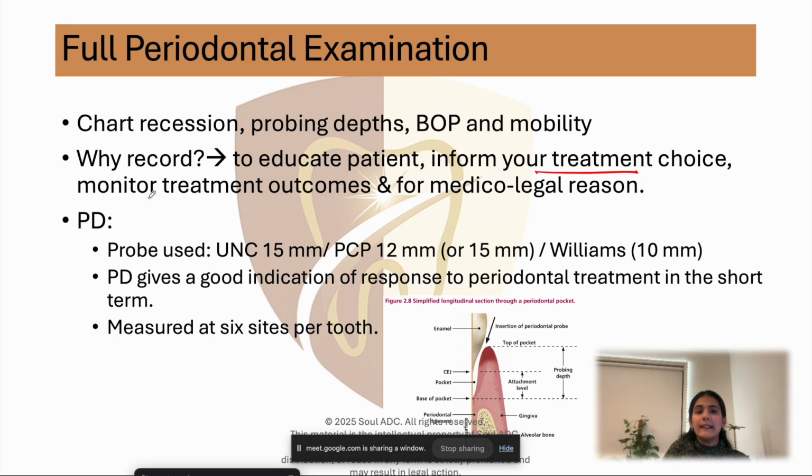And we need to monitor the treatment outcomes. Once we have done a particular treatment like supragingival or subgingival cleaning, we need to monitor that as well. How is the patient responding to it? Are there any changes happening? Are the gums coming back to normal? Is the bleeding on probing stopping? Is the calculus and plaque less now? Or is it still there and further causing destruction of the tissues around? So for those reasons, we do your periodontal examination, your BPE scoring, and for your medico-legal reasons.